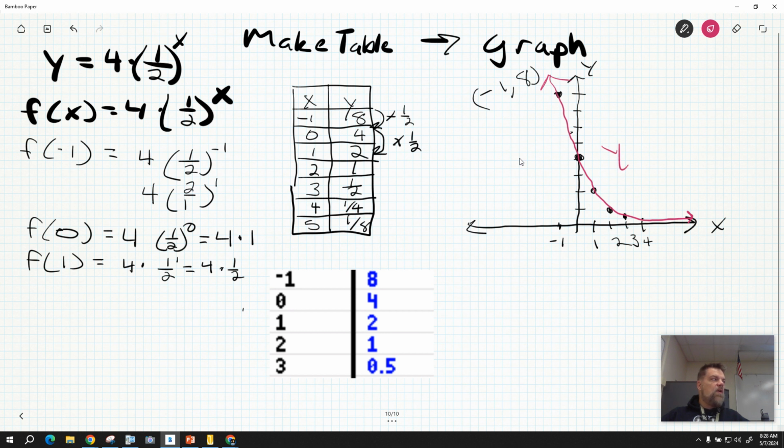And that's the graph y equals 4 times 1/2 raised to the x. Any questions on that? Just got to remember to reciprocate those negatives. When you have the negative exponents, you flip the fraction over. And that's basically it.